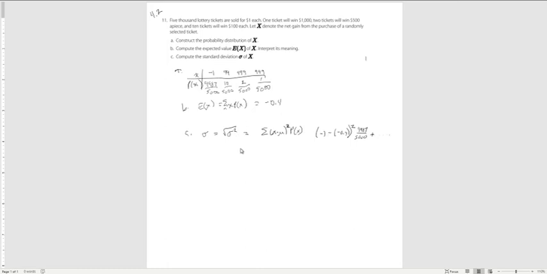So that value is going to wind up being the square root of 319.1617, which equals 17.865. Okay, there are our values.